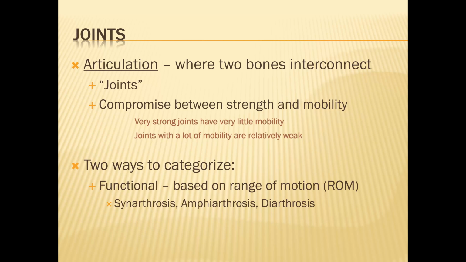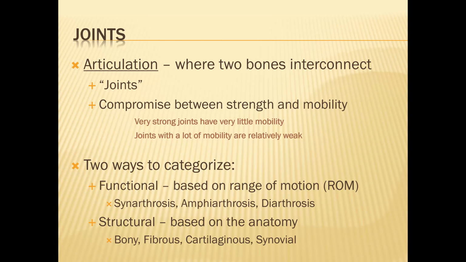There are two ways to categorize joints, and we're going to introduce them here and then go into more detail in following sections. You can categorize joints based on their function, and this is based on their range of motion, so how movable they are. So you have synarthroses, which are immovable joints, amphiarthroses, which are slightly movable, and then diarthroses, which are freely movable. And we're going to go into detail about each of those in the upcoming section.